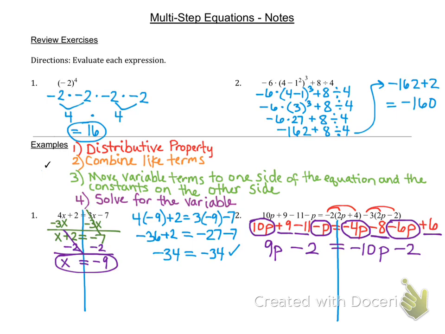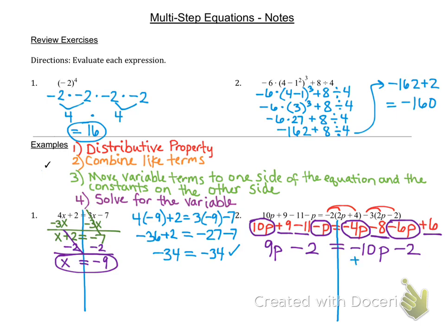Now we're going to move on to step 3. We're going to move all the variable terms onto one side of the equation. So I like to find the smaller variable term and move it over on the other side. So we have a 9p and a negative 10p. Since negative 10p is smaller, I'm going to move that over to the left side of the equation.